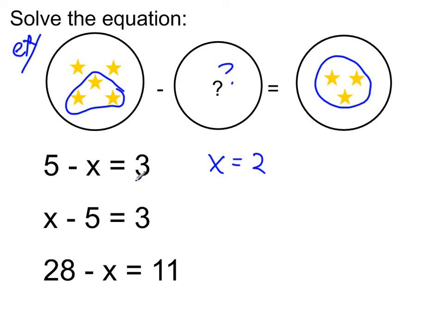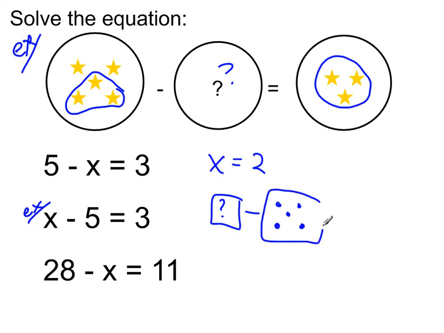Let's see if this was swapped on us, okay? Now this is where order is very important in subtraction. Our next problem. x minus 5 equals 3. I'm telling you, you start with some amount. I don't know. And I'm subtracting out 5. So I got 1, 2, 3, 4, 5 dots, okay? I can't draw stars. Equals, and I end with 3 stars, or 3 dots.